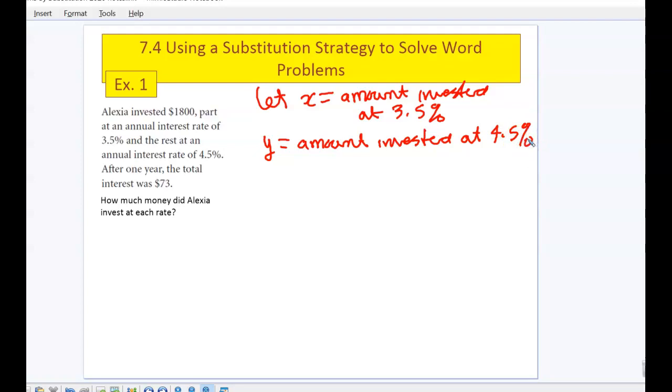So now in total, she invested $1,800. So if I take X plus Y, that's going to equal 1,800. There's my first equation in my system.